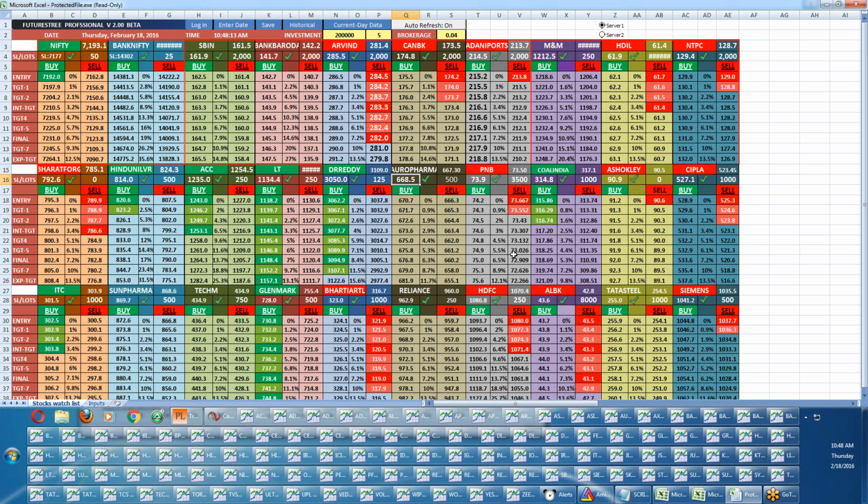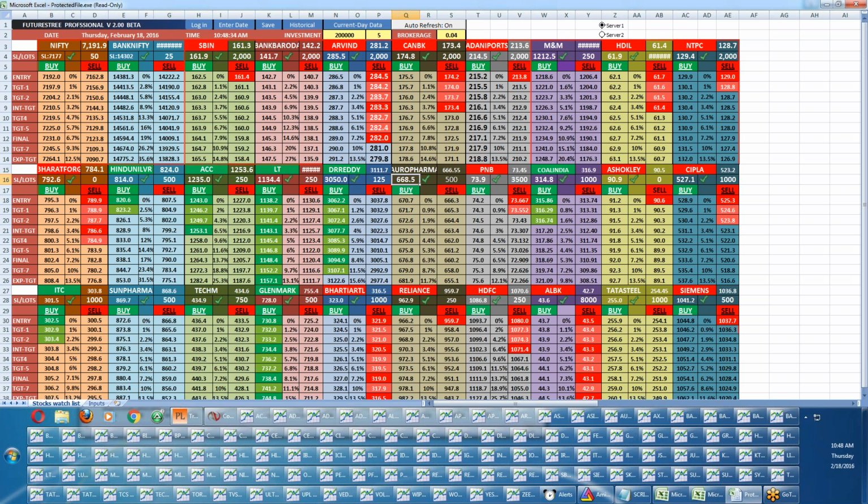PNB, we had a sell, did its intermediate target. Coal India did its intermediate target. Ashok Leyland did its final target. Cipla, we have the sell call running. ITC intermediate target is done. Sun Pharma, we had a sell, and Tech Mahindra also sell.